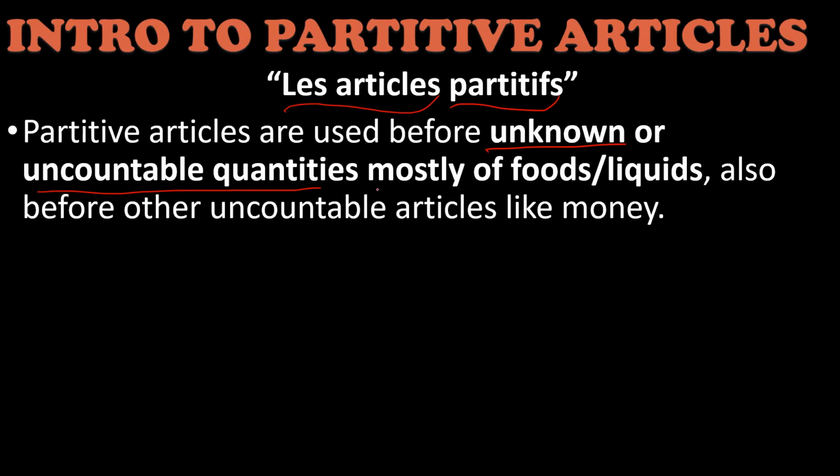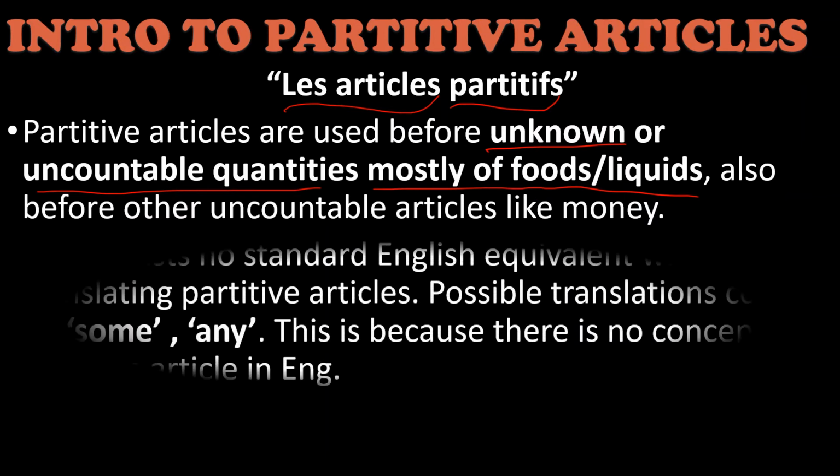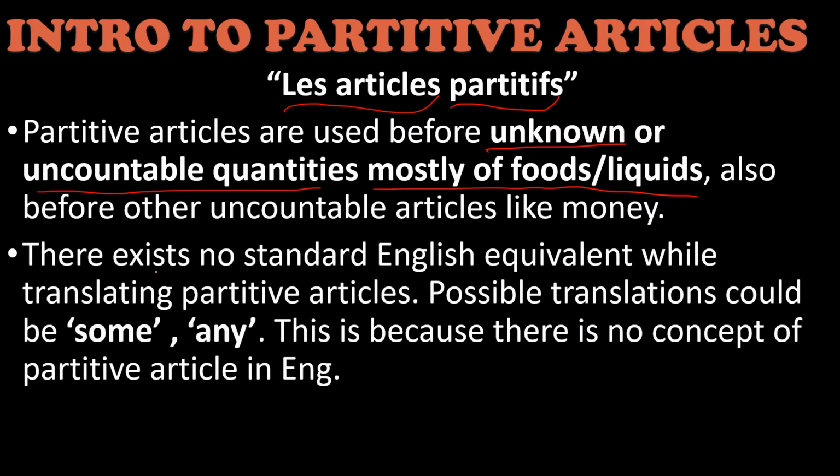Now, mostly we use it when we talk about food and drink, as I told you, but it is also used when we talk about other uncountable stuff like money, hair, sand, things like that. Now, an interesting part about the partitive articles is that we do not have the partitive articles in English. There exists no standard English equivalent of the partitive articles when you go to translate, because simply we don't have partitive articles in English. We just don't use it, right?